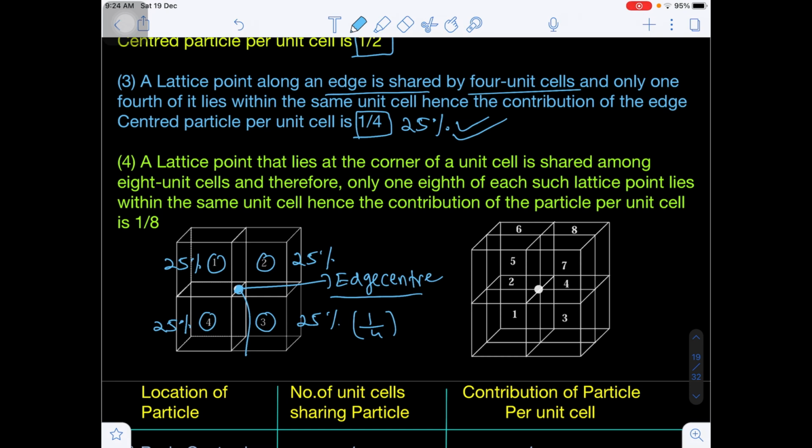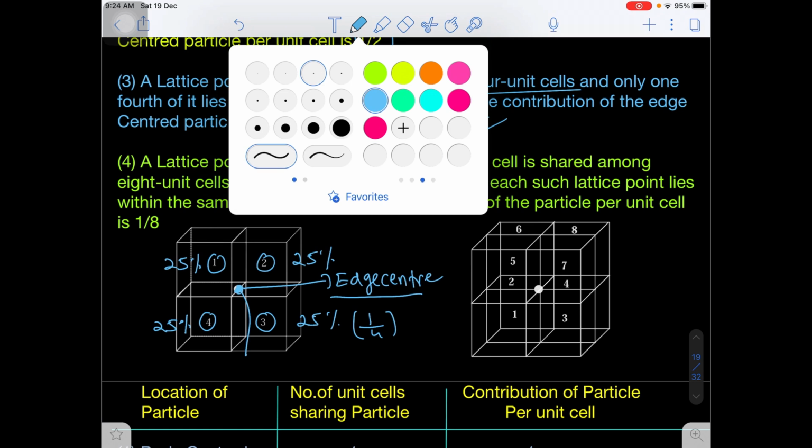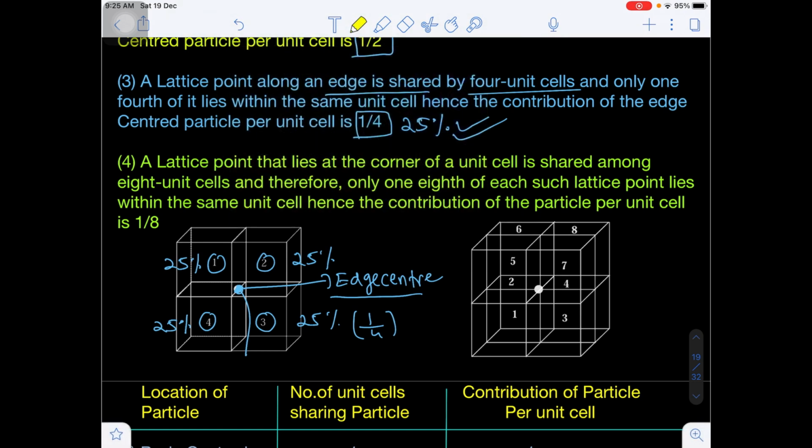Okay, and the last point that will be present is the corner of a unit cell. Suppose here we are considering one constituent particle. This is the constituent particle. This constituent particle will be the corner lattice point. If you see this corner lattice point in this diagram, how many unit cells are there? 8 unit cells are there. Are you getting my point?